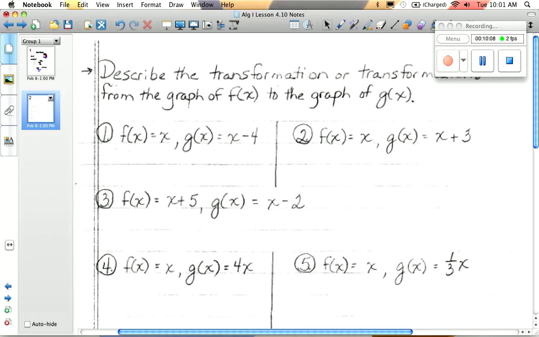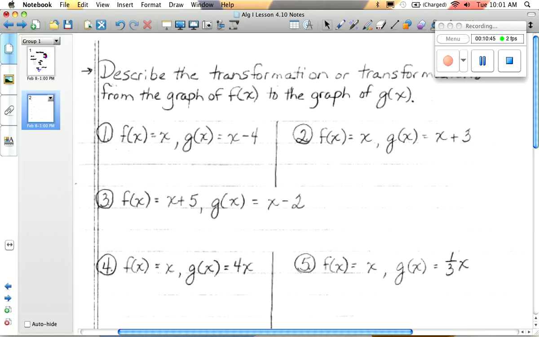So our first one, number 1, f(x) = x. Let's use our graphing calculators right now. So turn on, go to your y equals. If there's anything in your y sub 1, y sub 2, y sub 3, any of those, clear them out. In y sub 1, let's put our f(x) = x. So all we have to do is type x. Okay, y sub 2, let's put our g(x), which is x minus 4. x, subtract 4.